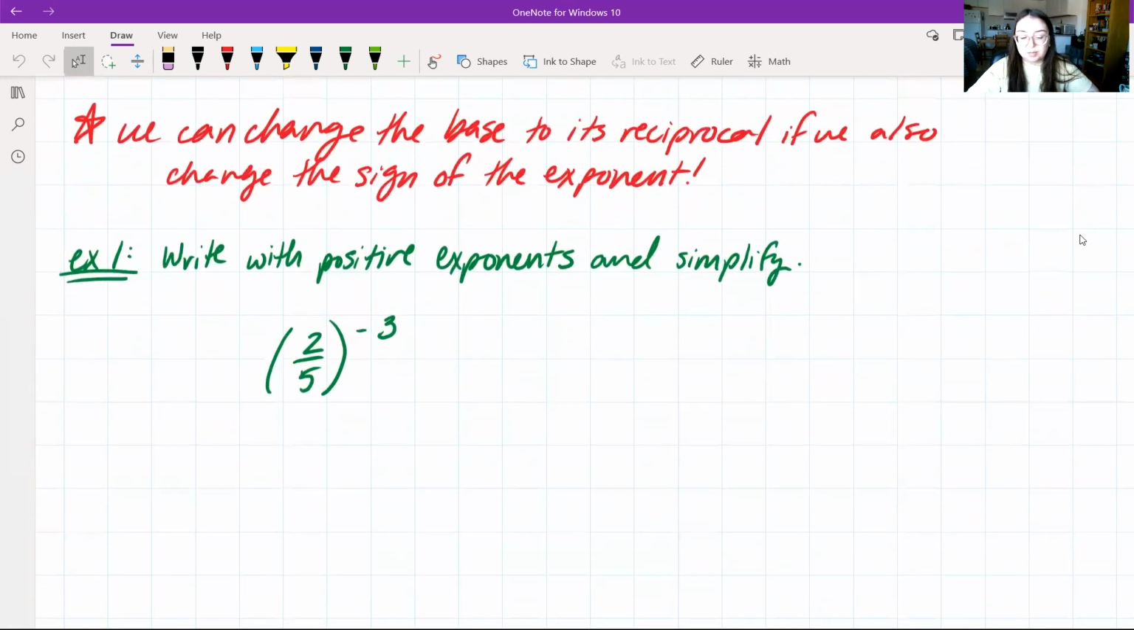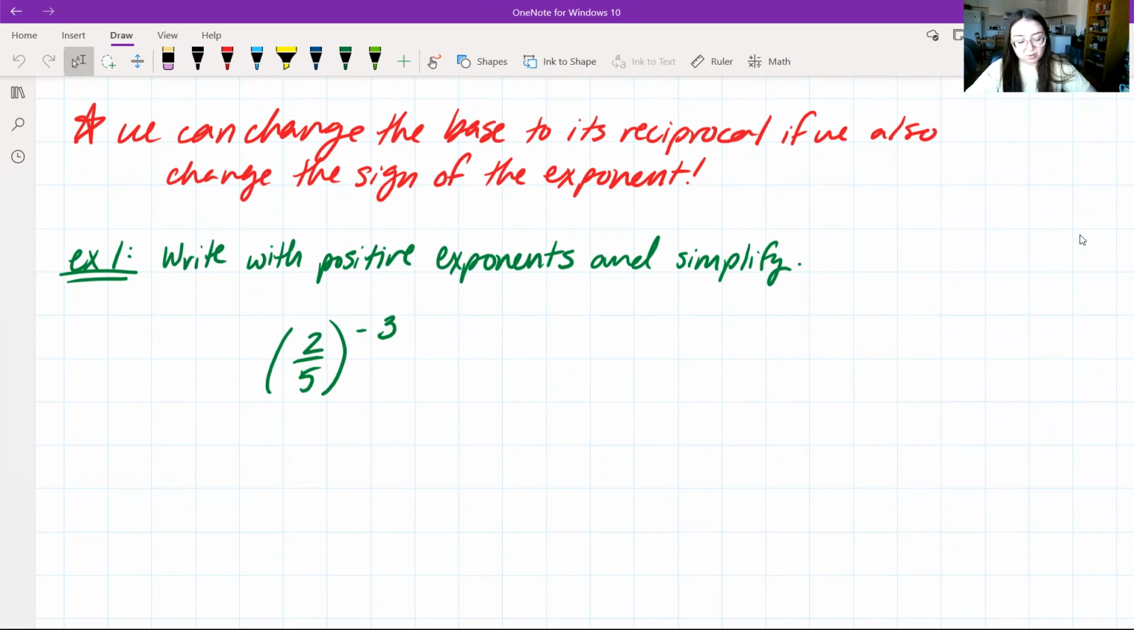We can also change the base to its reciprocal if we also change the sign of the exponent. So say our base is 6, if we change the base to its reciprocal, we can change the sign of the exponent. So 6 to the power of negative 2 is also the same as saying 1 divided by 6, all to the power of positive 2. So if you use the reciprocal, you can change your exponent to be positive.